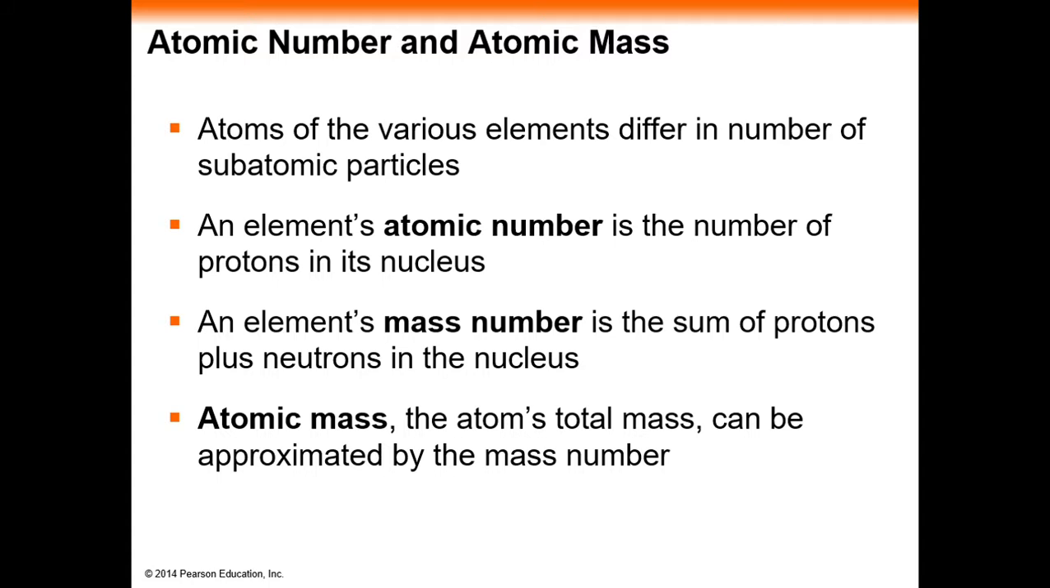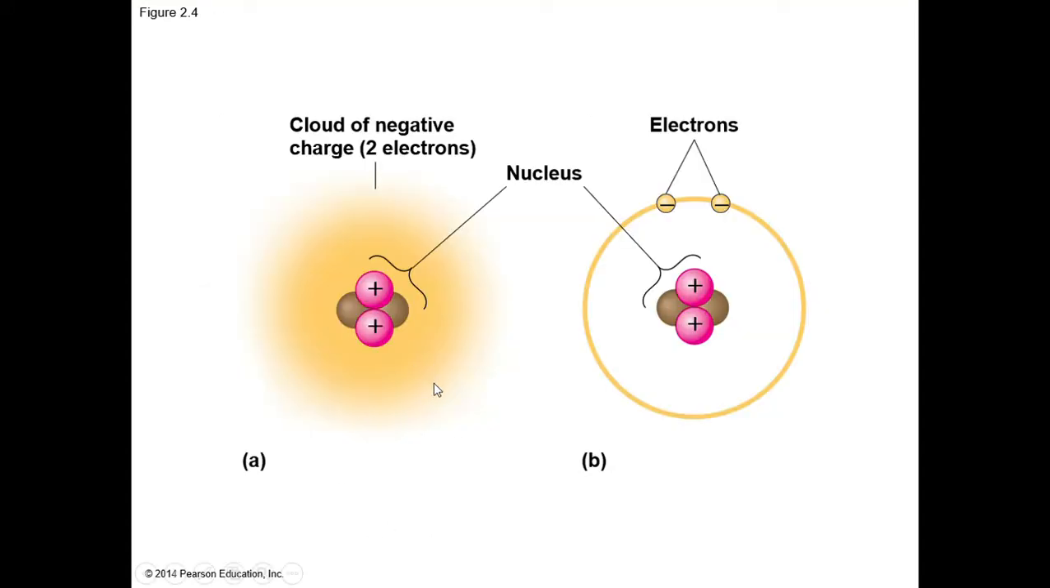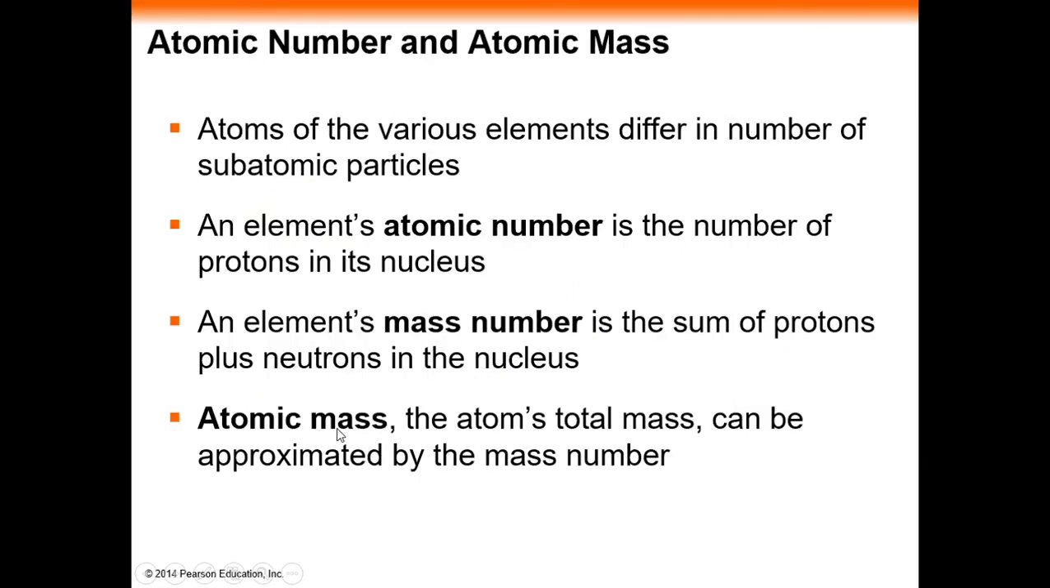And atomic mass, that's the atom's total mass, and that's approximated by the mass number. It's roughly equivalent to the mass number, right? Because most of the mass of an atom is going to be the protons and the neutrons, okay? And the other reason the atomic mass is approximately the mass number is that it's kind of an average of all of the different isotopes. It's a weighted average of the different isotopes of that element. And so that's how we get atomic mass. It's approximated by the mass number. It's a weighted average of the different masses of the different isotopes of that element.